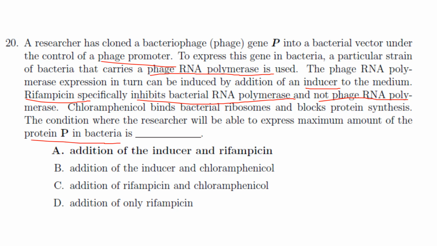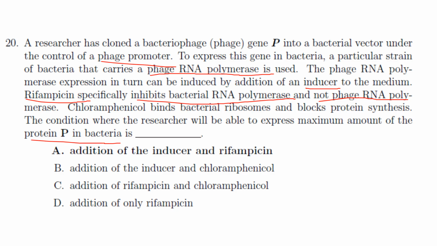So here what the researcher has done is he has cloned a gene P from bacteriophage into a bacterial vector, and the gene P is under the control of the phage promoter. Now the promoter is from the phage, the gene is from the phage. So if you add phage RNA polymerase, it will bind to the phage promoter and result in the synthesis of protein P. So to achieve that, he has used a special strain of bacteria that carries phage RNA polymerase. Now this particular bacteria having phage RNA polymerase also has bacterial RNA polymerase.